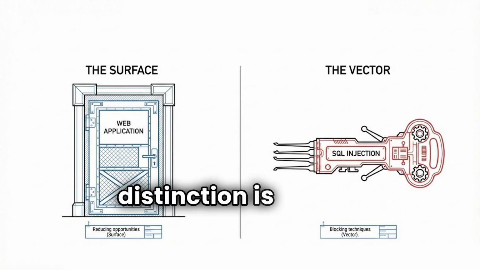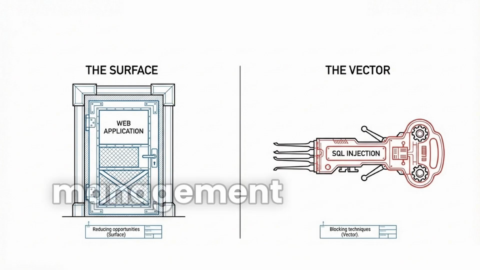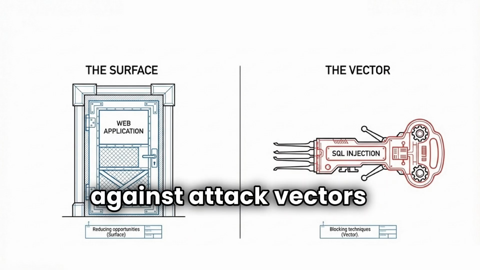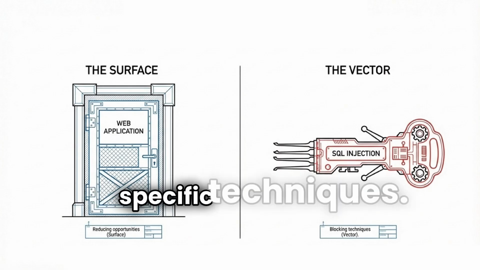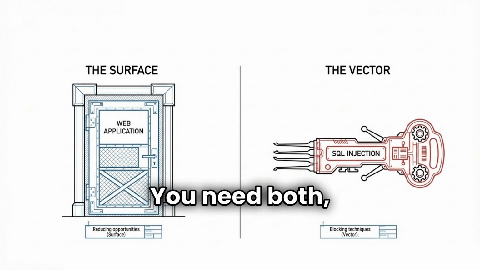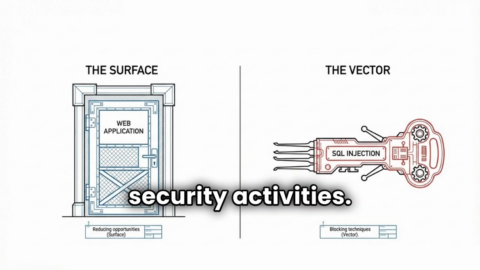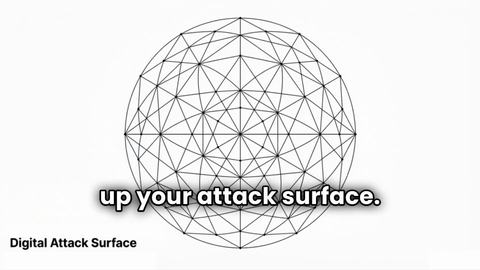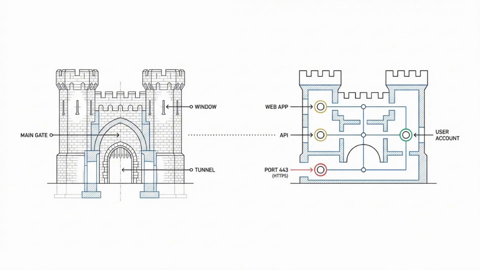Understanding this distinction is crucial, because attack surface management is about reducing opportunities, while defending against attack vectors is about blocking specific techniques. You need both, but they're different security activities. Let's get more specific about what actually makes up your attack surface in a modern organization.